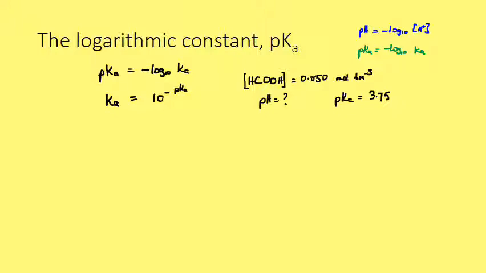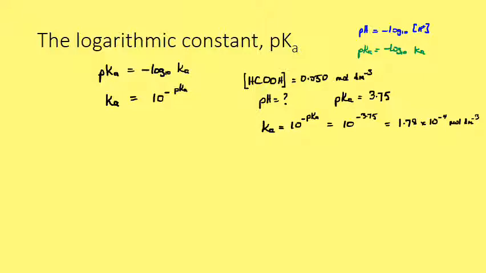So we know from left that Ka is 10 to the minus pKa, and we're given 3.75 as pKa, so it's 10 to the power of minus 3.75. So Ka comes out at 1.78 times 10 to the minus 4. And remember, the units of Ka are mole per decimeter cubed. Right, so now we have Ka.